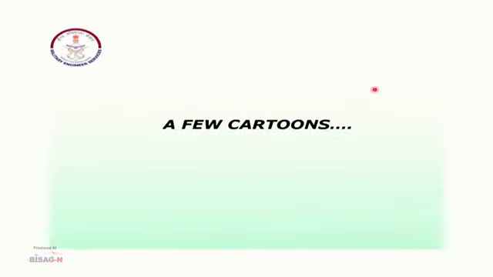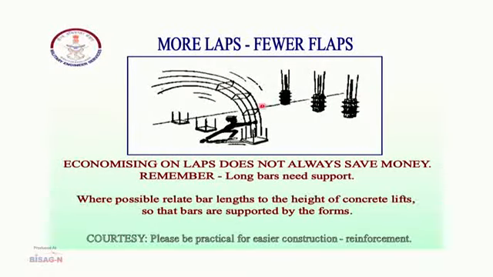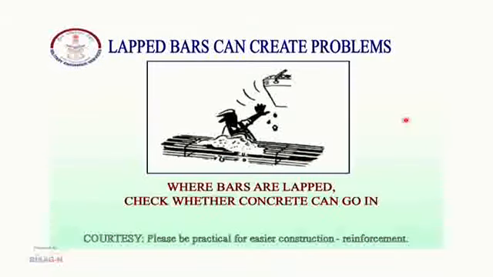A few cartoons: this cartoon very beautifully depicts that sometimes we cannot provide longer bars, because then we have to support them, otherwise they will get pre-stressed, which is not a very good thing. Lapped bars sometimes create problems and concrete cannot reach the correct place.